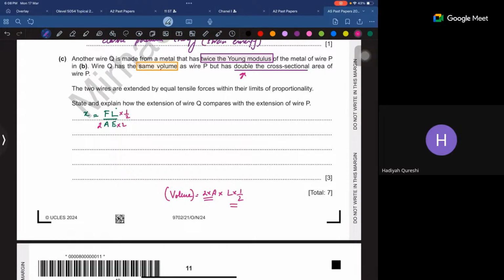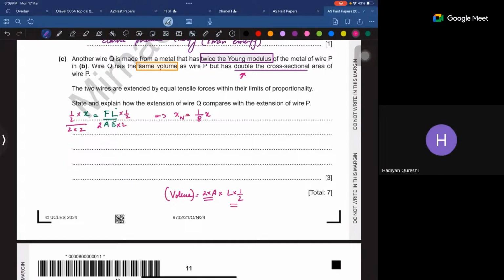And then if you notice, whatever factors you use to multiply here, multiply on this side as well. Half, and then in the denominator, 2 and 2. So you might see the new extension will be equal to 1 over 8 of the old one. So this is basically the answer for this question, right?